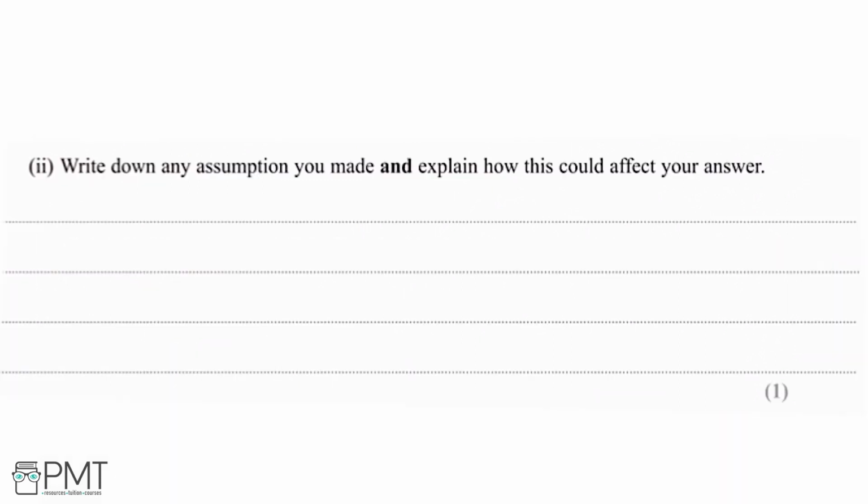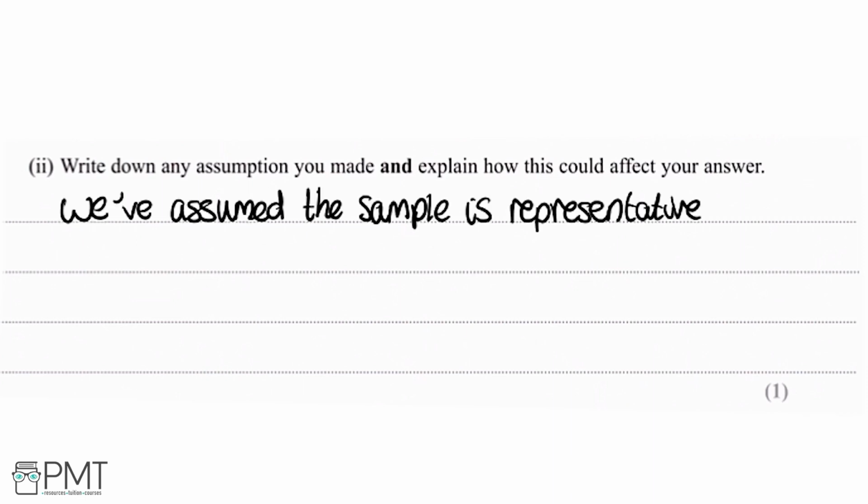238. Now, for the second part of this question, we need to write down any assumptions that we made and explain how that could have affected our answer. And there are lots of acceptable ways you could word this in your answer. But essentially, the idea is that the proportion of different people that want the different items within this 50 needs to be representative of the 700. The same proportion want to have each item within the 700 people. So we've assumed that the sample is representative. And for something along those lines, you get 1 mark.